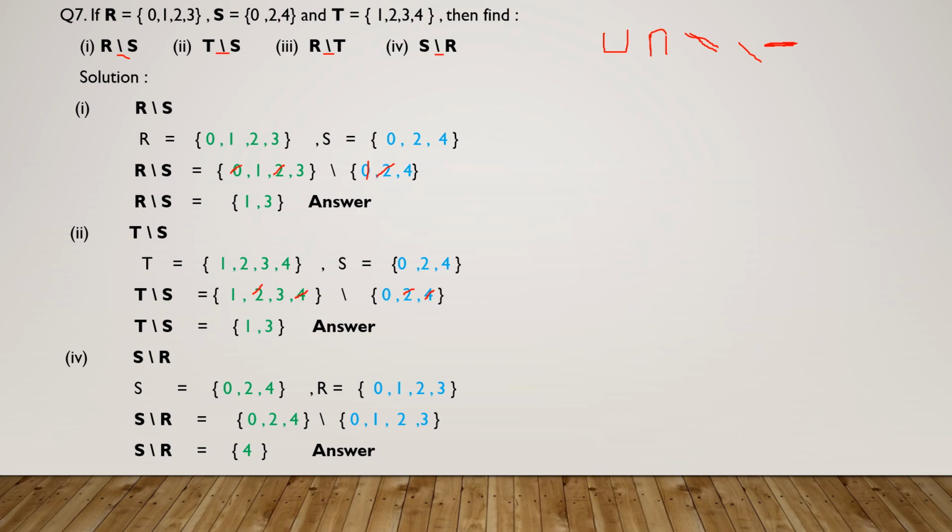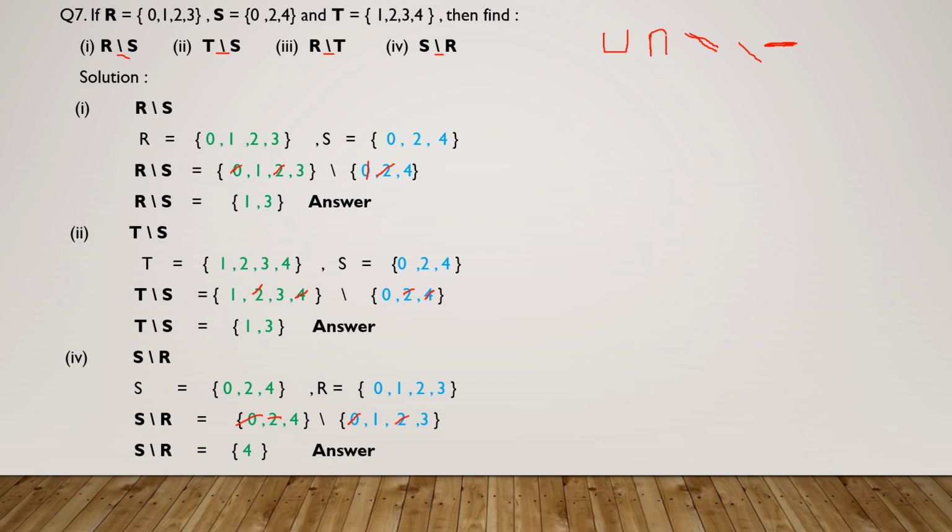See part number 4, that is S minus R or S difference R, which means we need set S and set R. So we have written set S and set R. Now for S difference R, first of all we will write S, then we will put the sign of difference, and then we will write set R. Now see, 0 is here, 0 is here, we don't want this 0. 2 is here, 2 is also here, we don't want this 2 also. 4 is here, but 4 is not here. Yes, we like this 4.